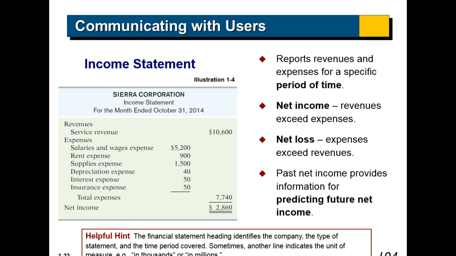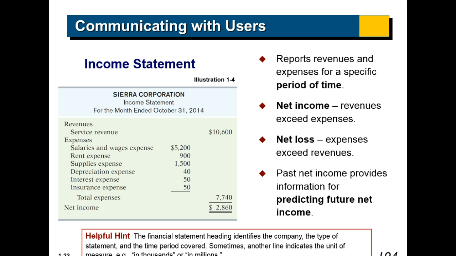This shows us an income statement. This income statement starts out by listing the name of the company, and it tells us it's an income statement. And it tells us for the month ended October 31st, 2014. So this income statement is telling us everything that happened over a certain period of time. From October 1st to October 31st, throughout those 31 days, revenues came in of $10,600. During this whole month, revenues came in of $10,600.